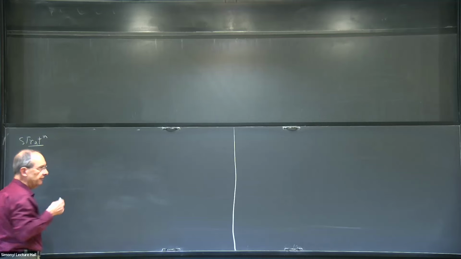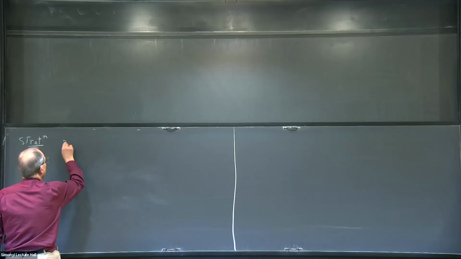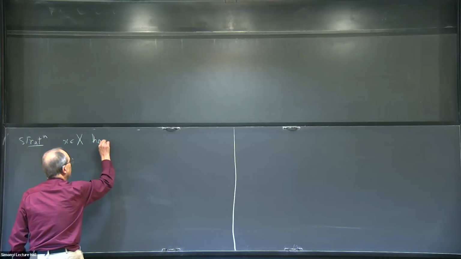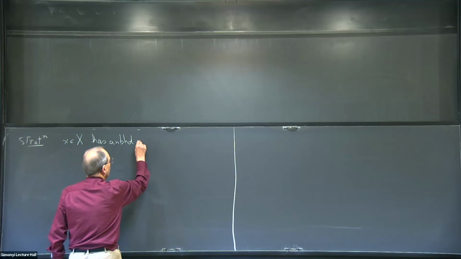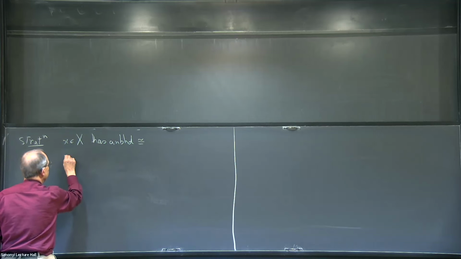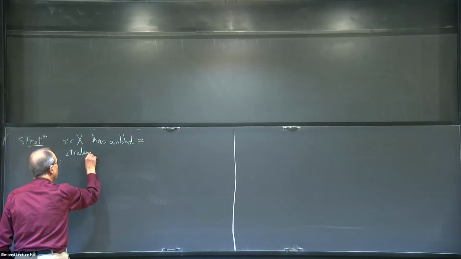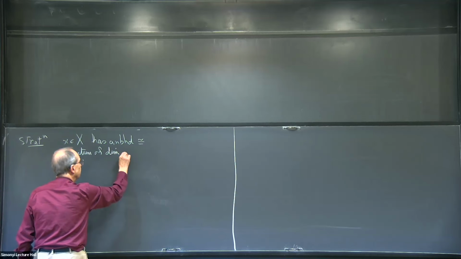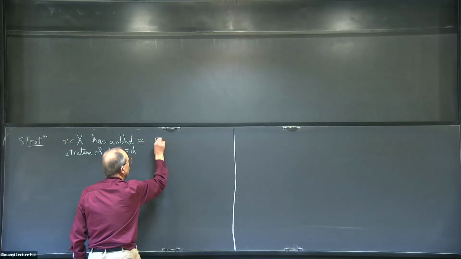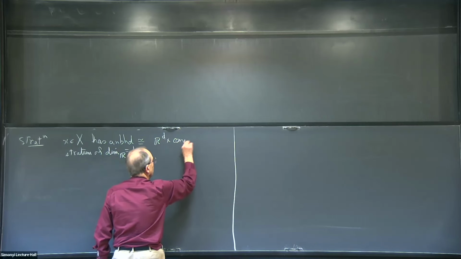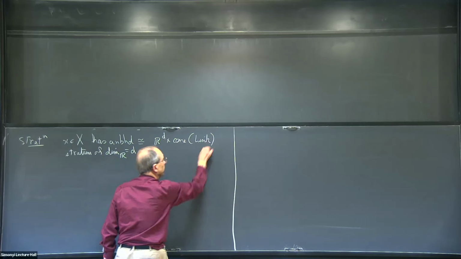Okay, so I want to start with just some comments about the derived category. First is the stratification theory. In stratification theory, every point in a stratified space has a neighborhood basis. So if x is in a stratum of dimension d, let's say, then it has a neighborhood which is homeomorphic to R^d cross the cone over another stratified space called the link.